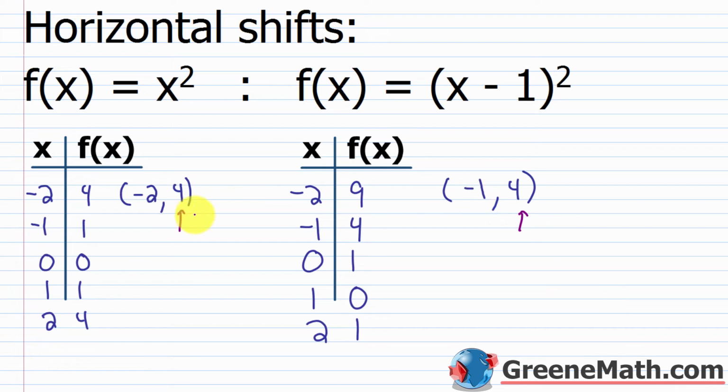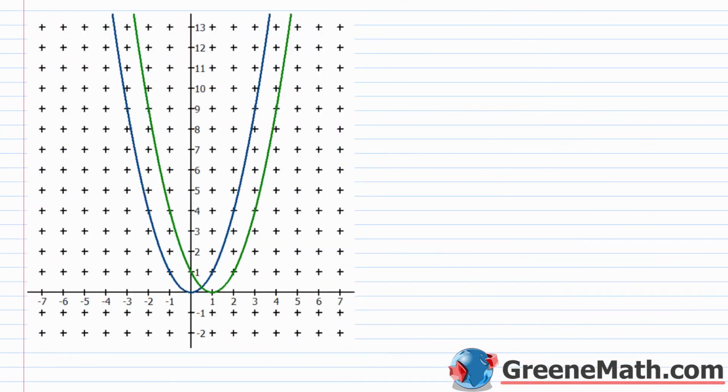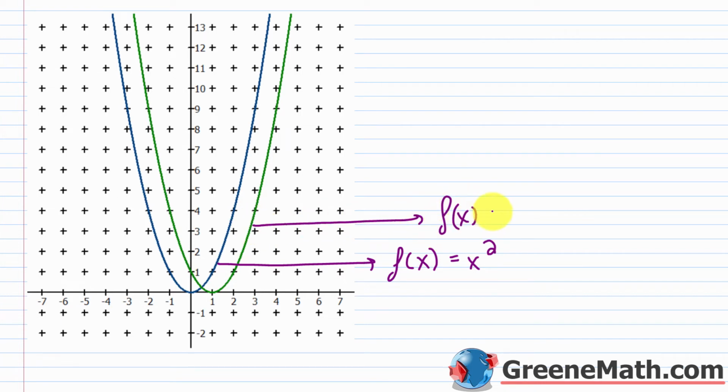It's because to get the same y value, or to be in the same vertical location, I've got to move to the right by 1 unit. So here you can see the two graphs on the same coordinate plane. This blue guy right here, that's our f of x equals x squared. And this green guy right here, this is f of x equals the quantity x minus 1 squared. And again, all this is a horizontal shift to the right by 1 unit.